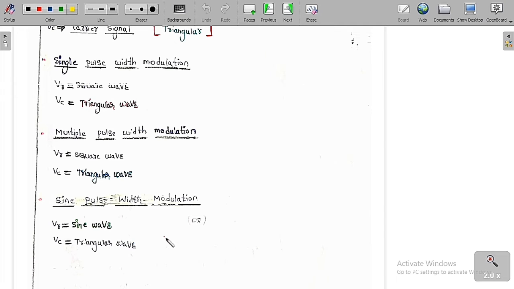I am repeating again: with the help of pulse width modulation we can remove whatever harmonics we don't want in the output voltage, and we can also control the average value of the output voltage.